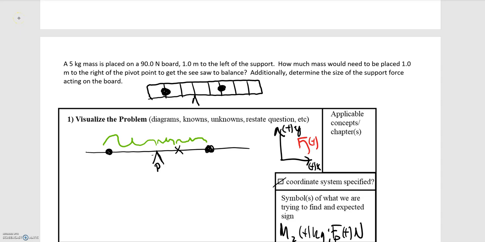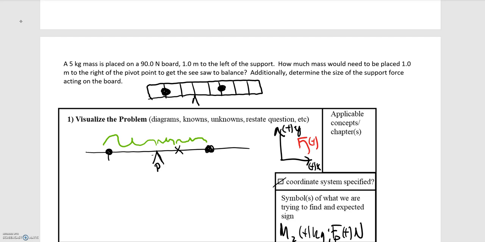So let's take a look at the situation. Let's draw our forces and determine what our torques are. The first thing you want to do is define your coordinate system. I'm going to choose up to be the positive y direction, to the right to be the positive x direction, and a counterclockwise rotation to be positive.